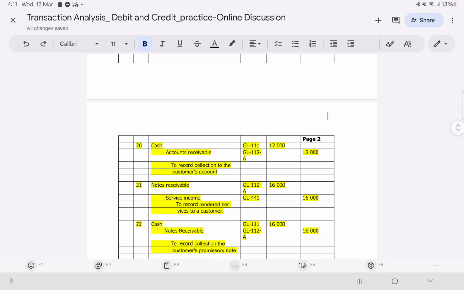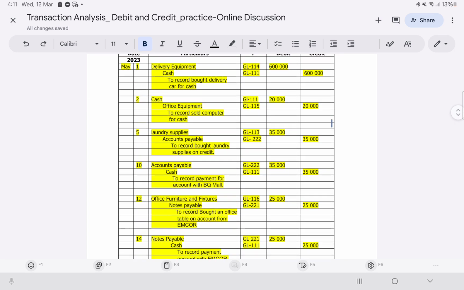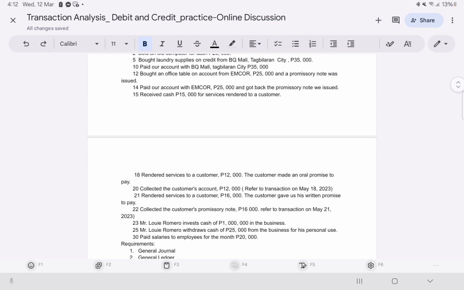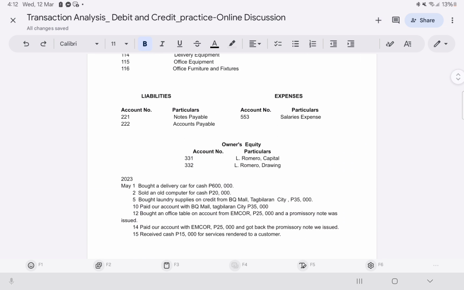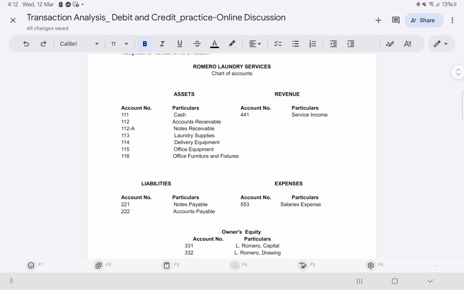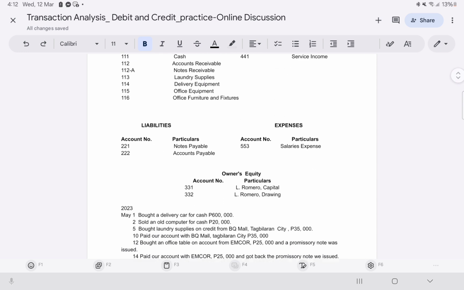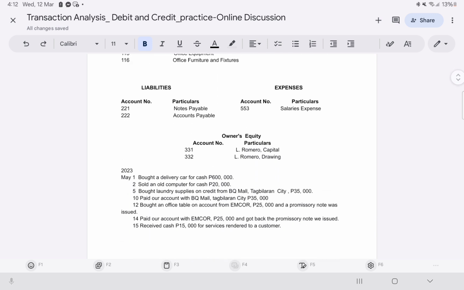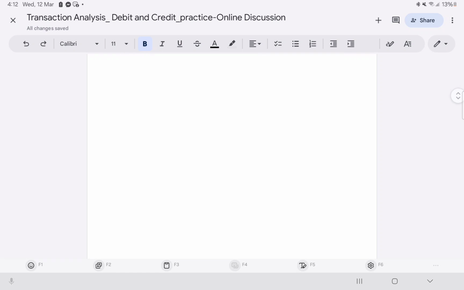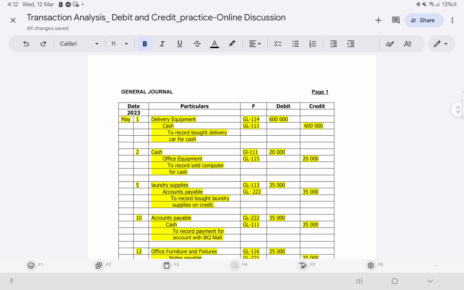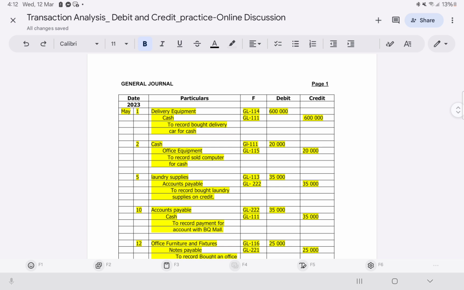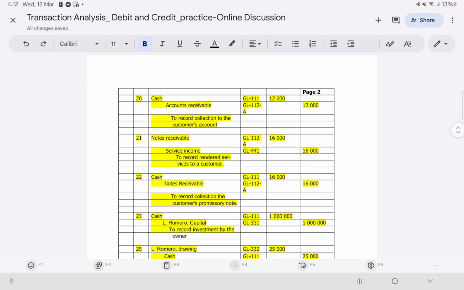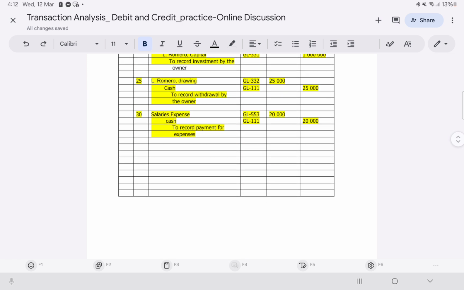Okay, that's all for this discussion, for the discussion of the computation of the general journal and the general ledger, no. But we are focusing on the general ledger here because we are posting the transactions that we journalize in the general journal. So we are already done in posting to the general ledger.